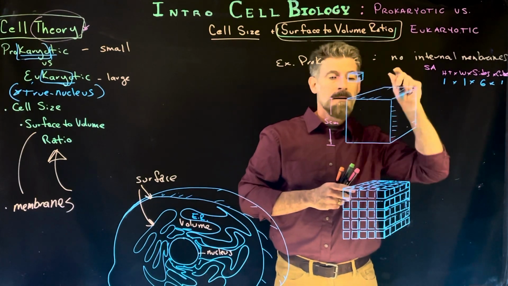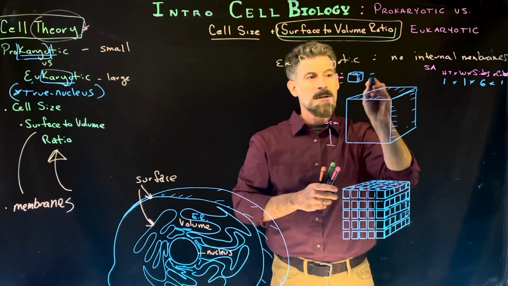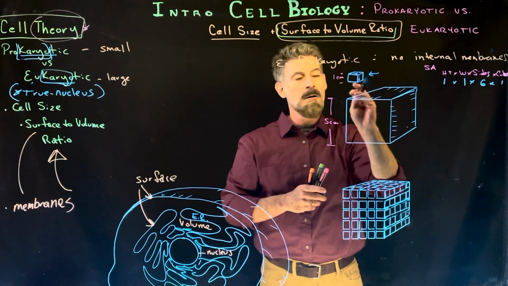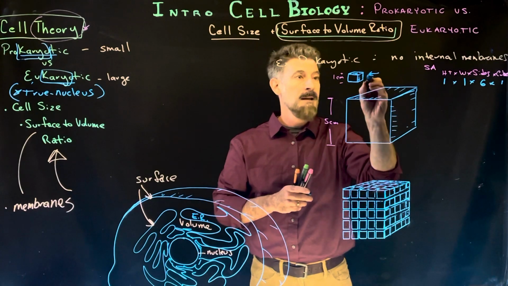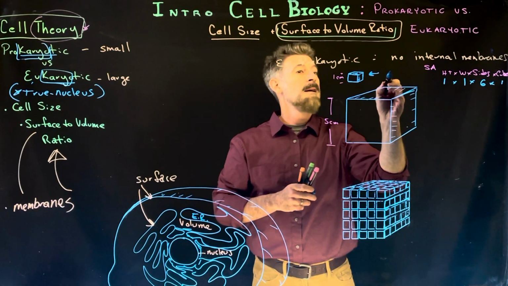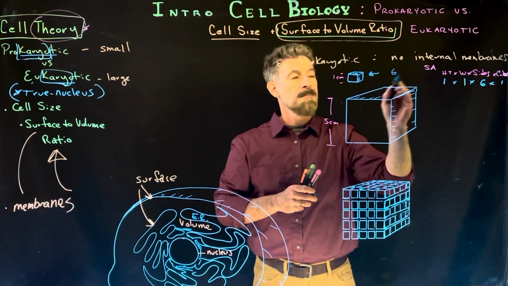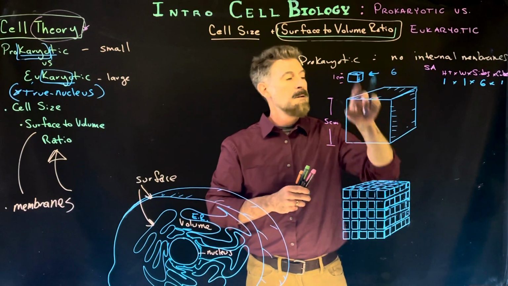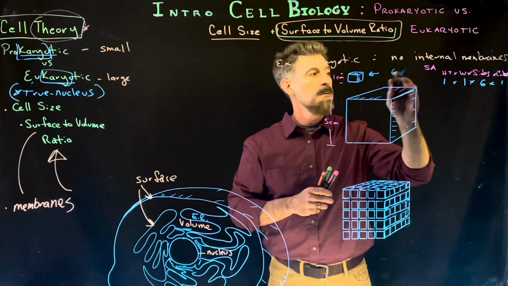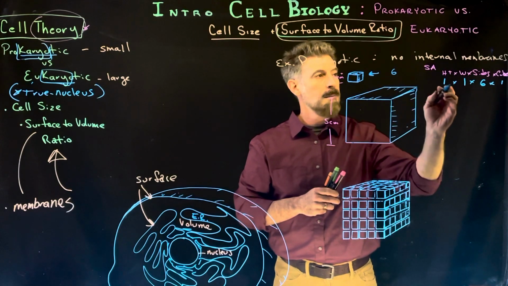So in this example, for this particular little cube here, if this was our cell, our 1 centimeter cell, let's say, its surface area is 6 in terms of all the sides for the 6 cubic centimeters there.